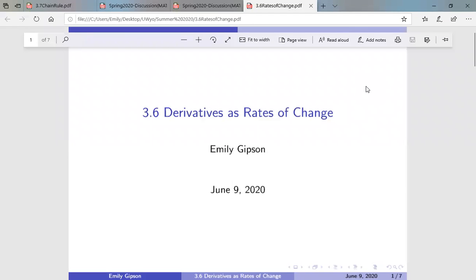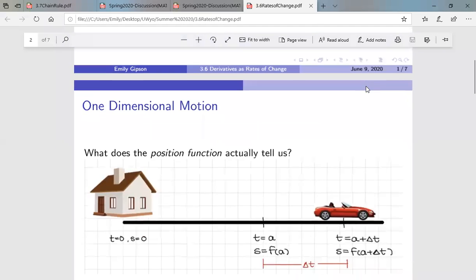All right, good afternoon. So for video number 2, we're going to be talking about section 3.6, derivatives as rates of change. We already kind of saw the difference between 2 points and going from a secant line to a tangent line, but let's clear this up and borrow some more ideas from physics to see exactly what we're working with.